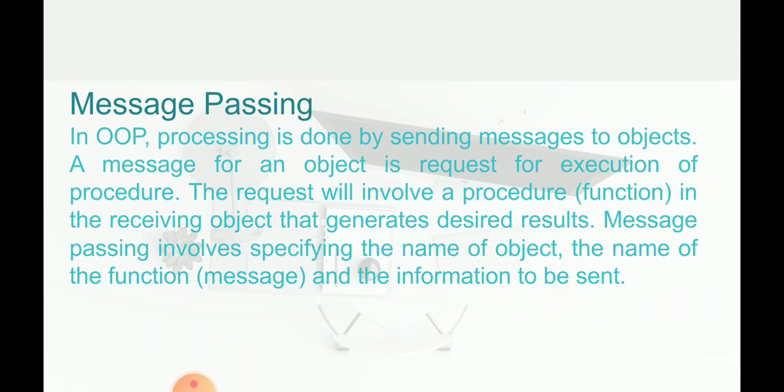And the next concept is message passing. In object-oriented programming, processing is done by sending messages to objects. A message for an object is a request for execution of a procedure. So message passing involves specifying the name of the object, the name of the function, and the information to be sent.